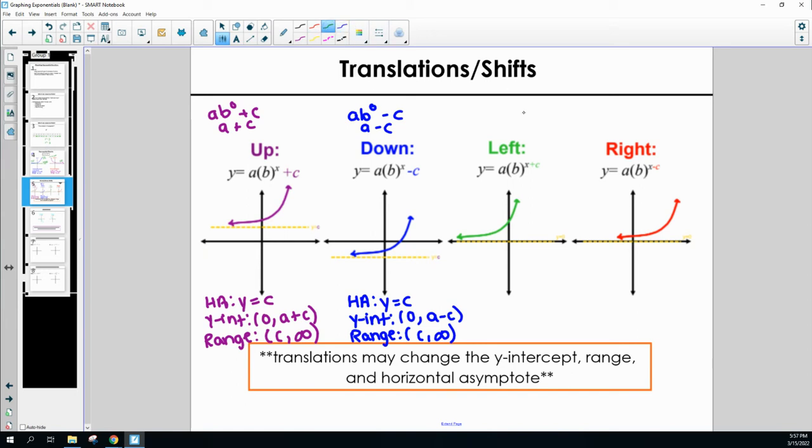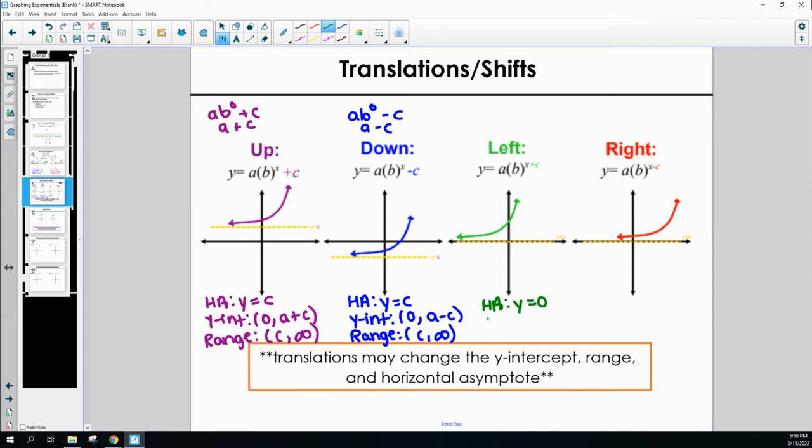If we have a shift to the left, that's when we have something that's added inside our function. It's added to the x. So notice that the plus c is attached to the x that's in the exponent. So this means it's going to be a shift to the left. Now, if I'm moving my entire graph to the left, the horizontal asymptote will not change. The only time the horizontal asymptote moves is if the graph is shifting up or down. If it's moving left or right, the horizontal asymptote stays put. So here, the horizontal asymptote is y equals 0.